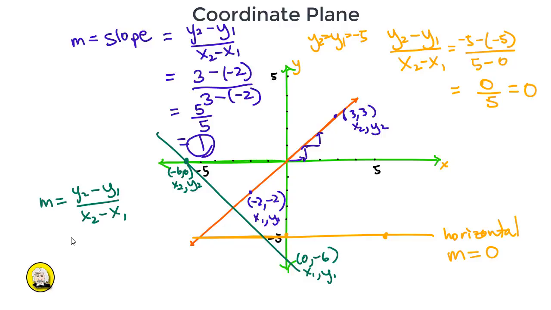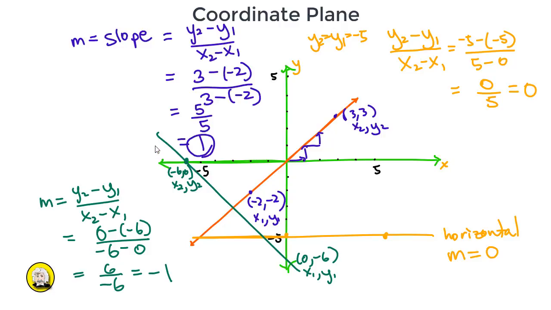So as before, it doesn't matter which one we define as x2 and y2 and x1 and y1, but we do have to stay consistent between them. So y2 is 0 minus y1 of negative 6, that's 0 minus 6, or plus 6. And x2 is minus 6 minus x1 of 0, which is negative 6. So in this case, I've got plus 6 divided by negative 6, or a slope of negative 1.